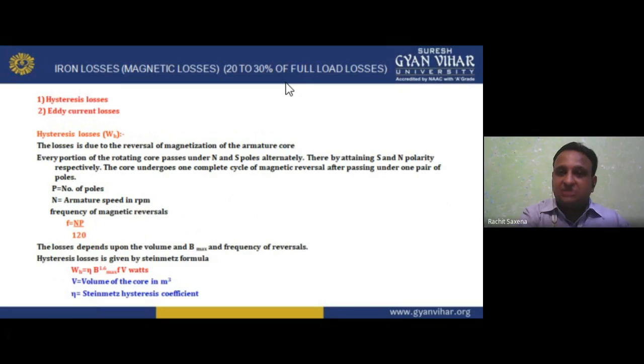These losses are of two types. One is hysteresis, another one is eddy current. First one is your hysteresis, another one is your eddy current. Taking the hysteresis, the loss is due to the reversal of magnetization of the armature. Every portion of the rotating core passes under north and south pole alternately.